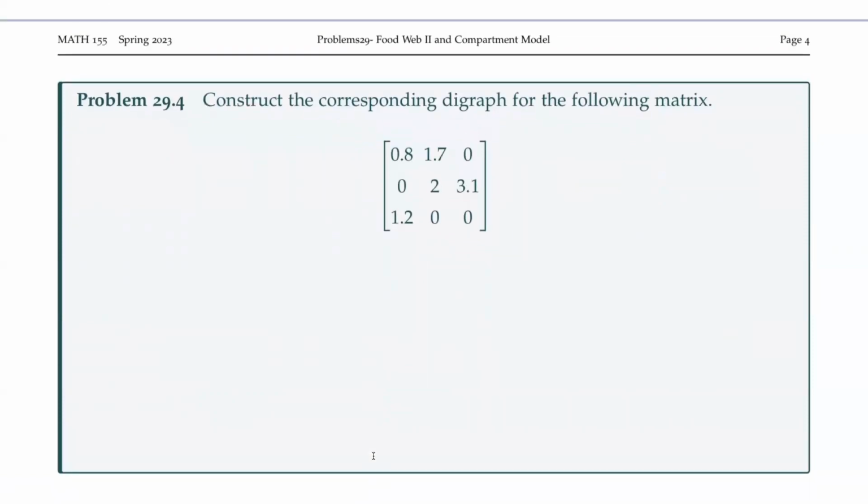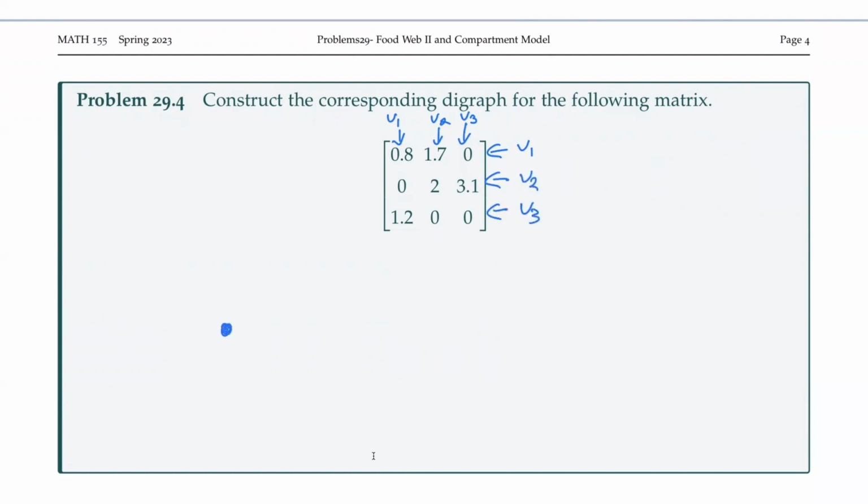Okay, so let's think about going in the opposite direction now. So here we've got a matrix and we want to construct a digraph that corresponds to this matrix. I'm going to first of all give each of these rows and columns labels. So I'm going to call this first row, second row, and third row, first and second and third column to be V1, V2, V3, and do the same for my rows.